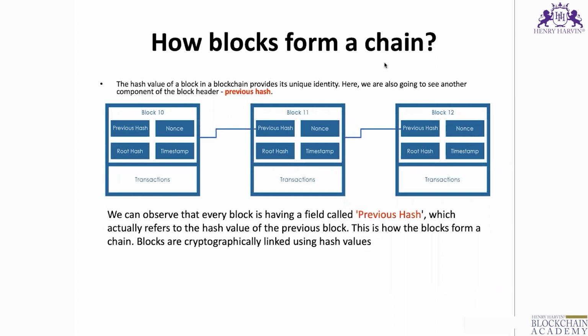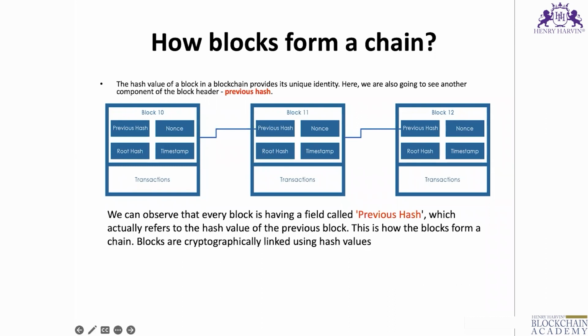In block number 10, you can see the timestamp is there. You know at what time block number 10 was created; that information is in the timestamp. The root hash is also there. Root hash is nothing but the hash value of the transactions, the data in this block. And the previous hash is very, very important in the blockchain. Previous hash is nothing but the hash value of the previous block.